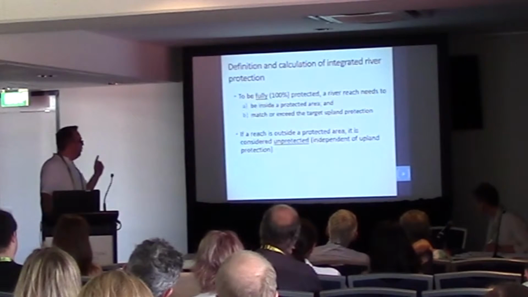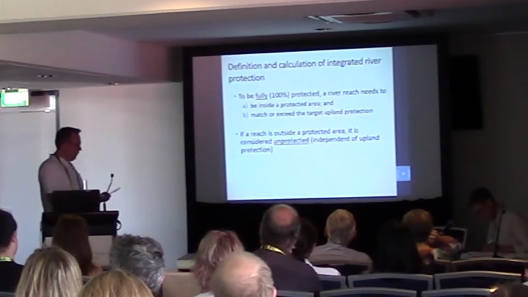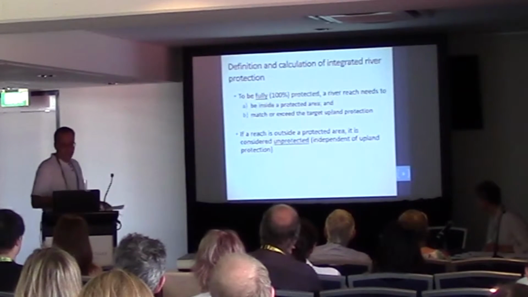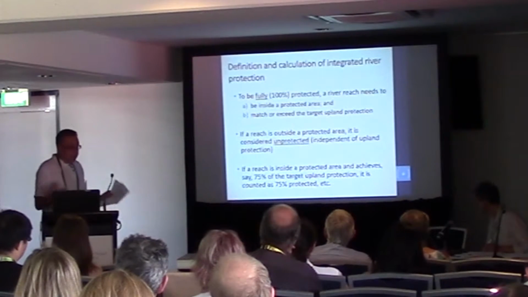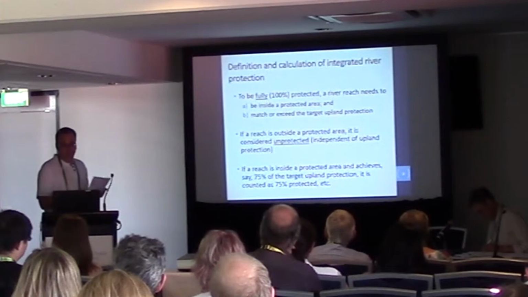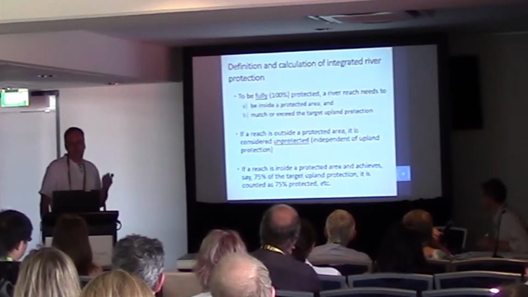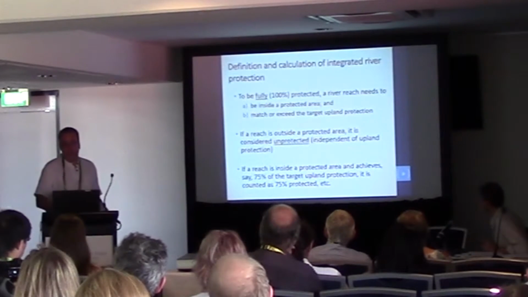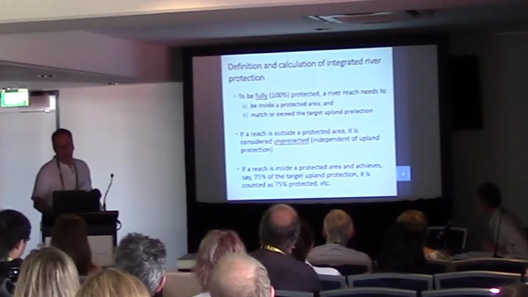If a reach is outside a protected area, it's considered unprotected, independent of how much of the upland is protected. And that's, again, something to discuss, right? And if a reach is inside of the protected area and achieves, say, 75% of the target upland protection, we count it as 75% protected.